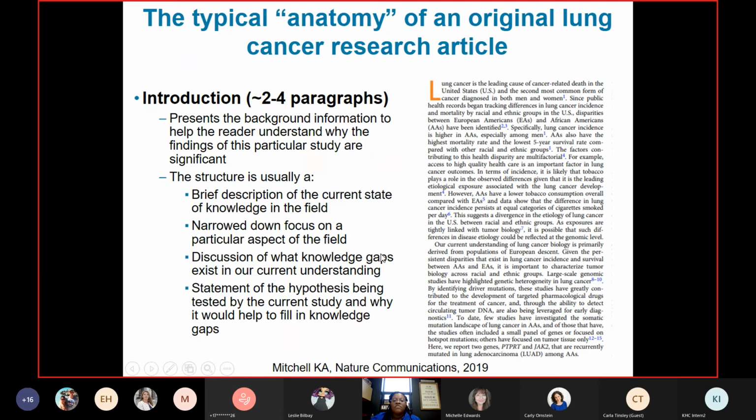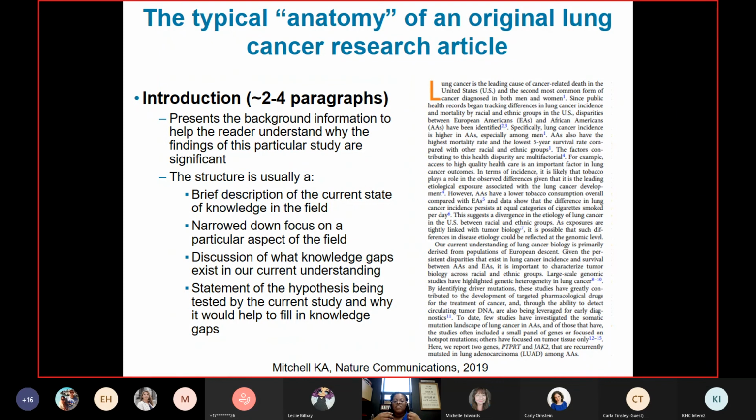And then there's the discussion of what knowledge gaps exist. So basically, what do we not know about this particular narrowed down topic? And so in this regard, African Americans are underrepresented in lung cancer research. So this paper was focused on filling that gap. And then there's a statement of hypothesis being tested by the current study. So basically, what is the new idea that's being pursued? And why would this research help fill in a knowledge gap?